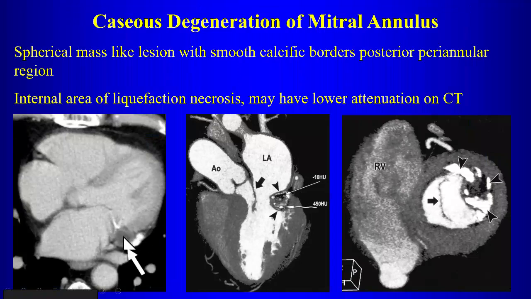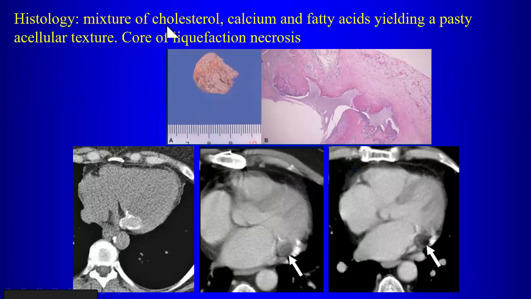It's right there in the region of the mitral valve annulus. It can have regions of lower attenuation because of some fatty attenuation that gets in there from necrosis. On histology, there's a mixture of cholesterol, which accounts for that lower attenuation, calcium, and fatty acids, yielding a pasty acellular texture, a core of liquefaction necrosis. Right? So that's what happens there at the mitral valve annulus. That's the characteristic location. We don't want to mistake this for a mass or anything bad. We don't need to do anything about this. So that's just caseous degeneration of the mitral valve annulus.